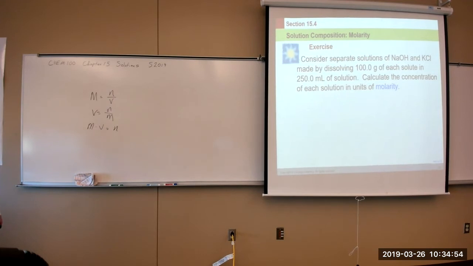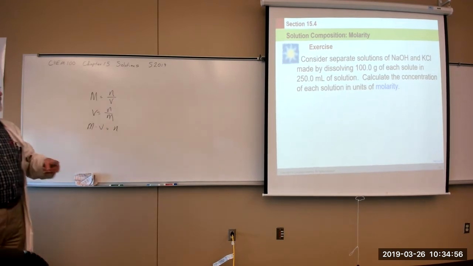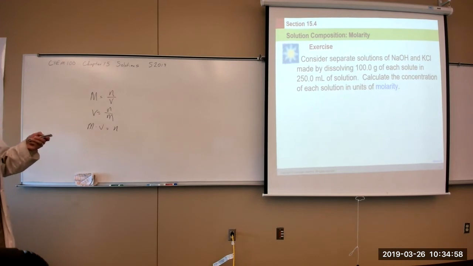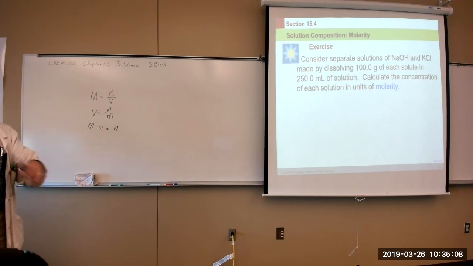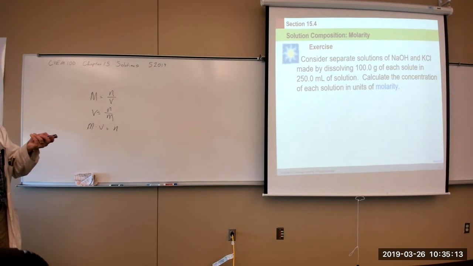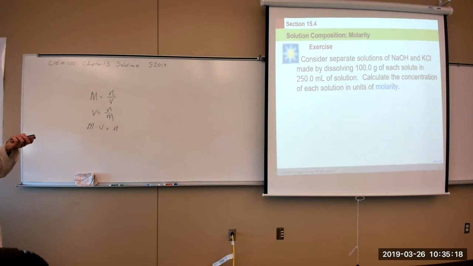Okay, so this slide just makes the point that if we make two solutions, one with sodium hydroxide and one with potassium chloride, those are our two separate solutes that we're going to put in solution, and we have equal mass of each one, what's your intuition on the concentration if they go in the same volume? They're going to be different concentrations in molarity, aren't they? Because sodium hydroxide has one molar mass, and potassium chloride has a different molar mass.